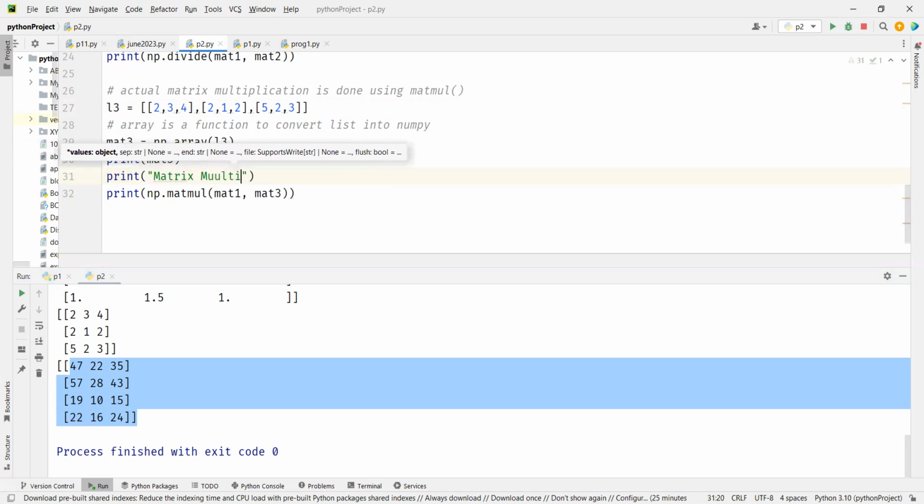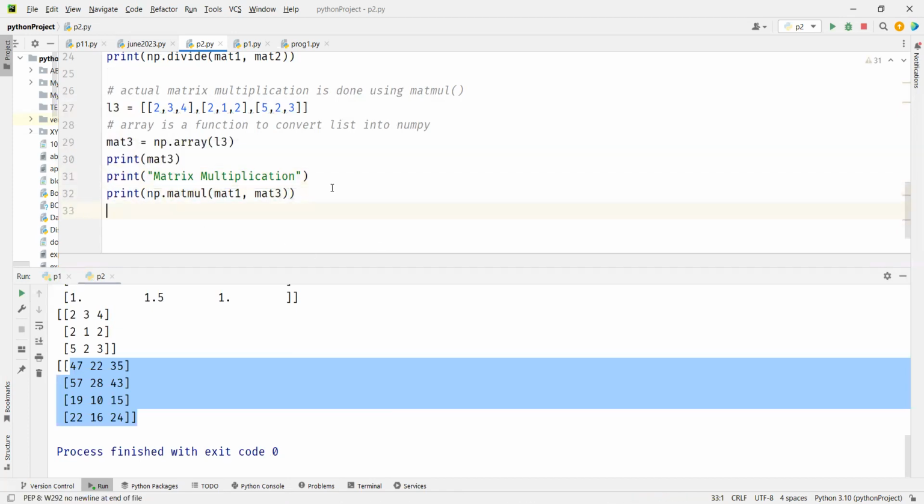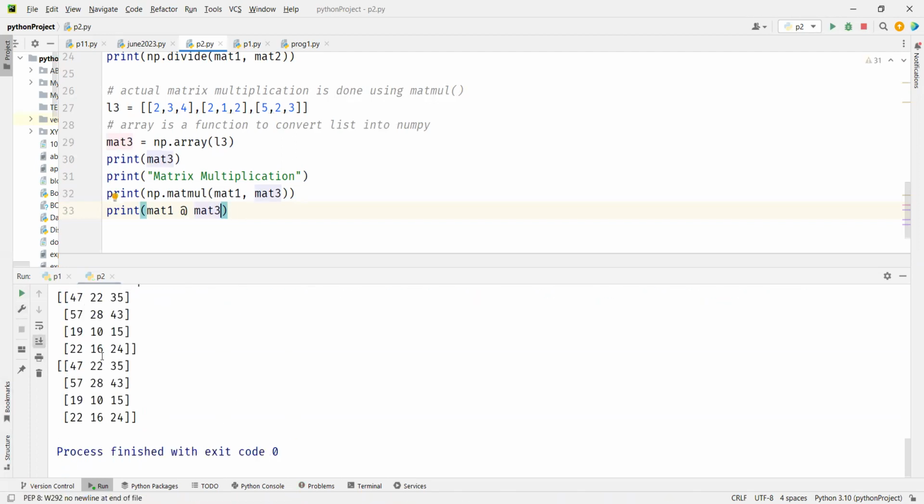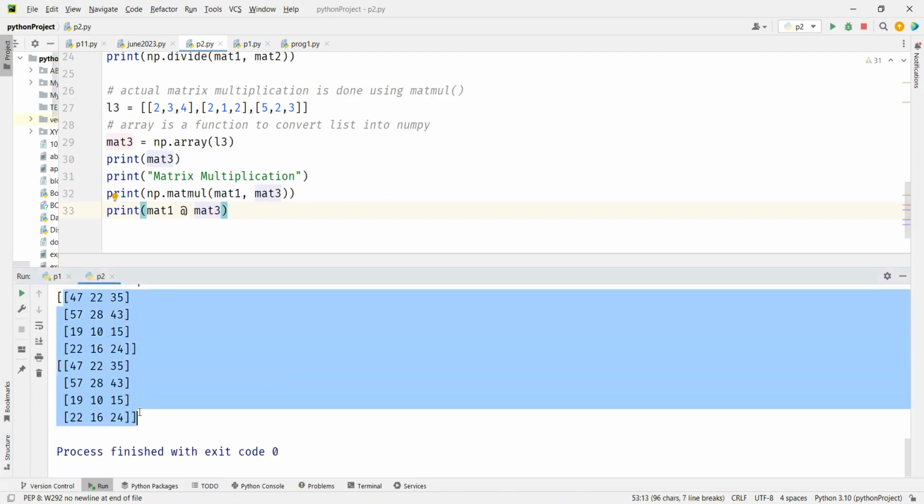Matrix multiplication. So you have M1, M3. You can also do it using the operator called at the rate. M1 at the rate M2 will give us matrix multiplication. You get the same value here. This is how matrix multiplication is created.